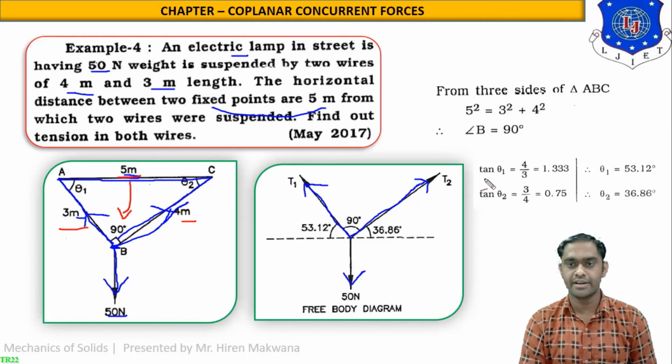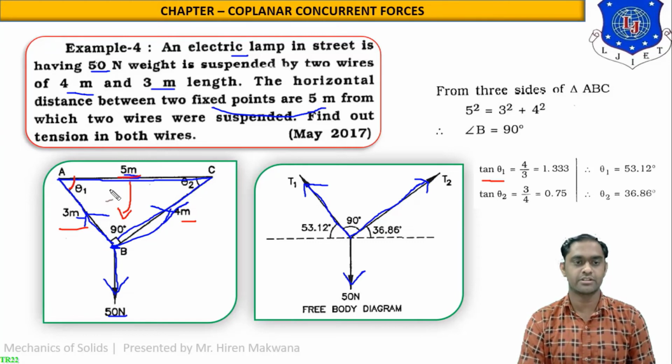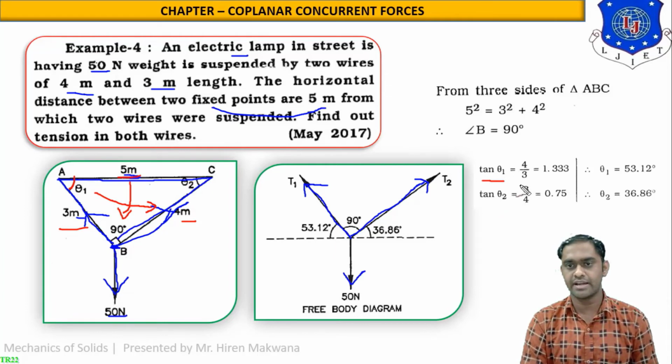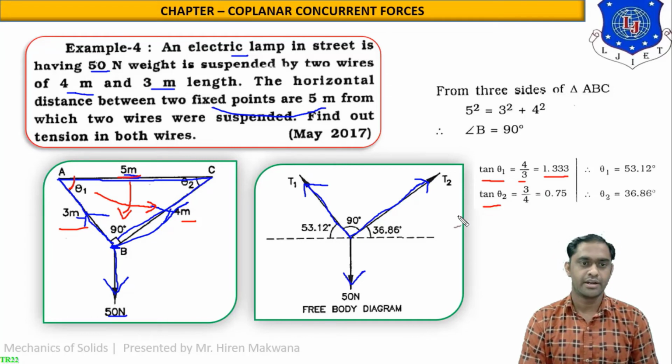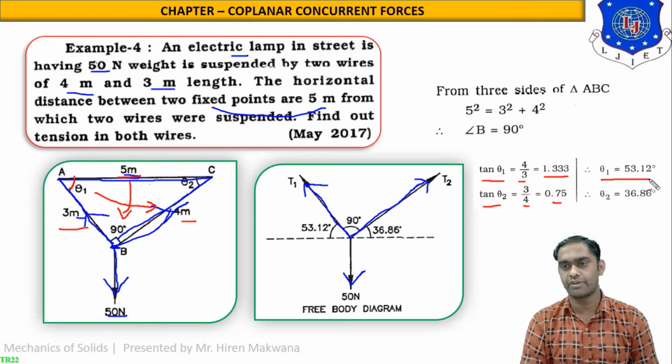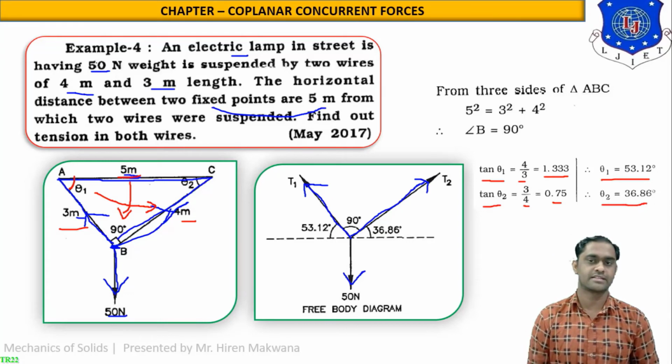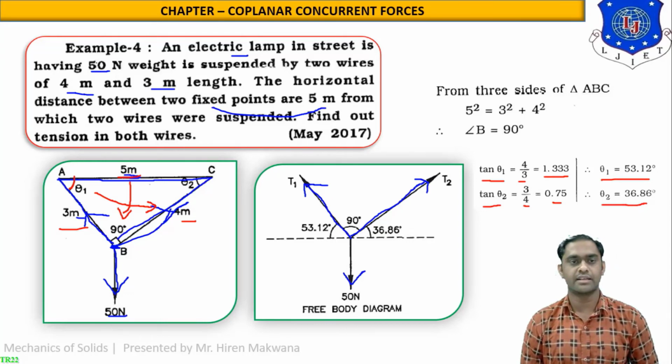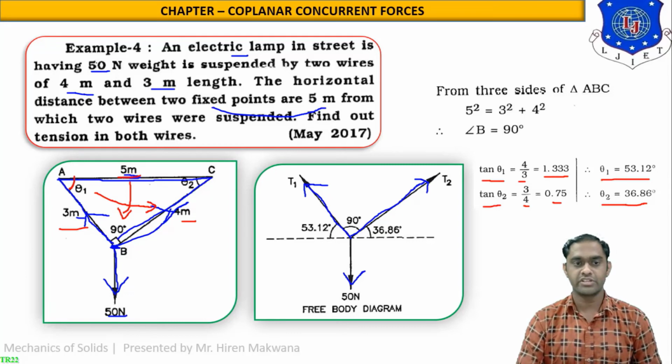So with the help of trigonometry, what is tan theta 1? You can see this is theta 1. So what is tan theta? Opposite upon adjacent. So opposite of theta 1 is 4 meter and adjacent is 3 meter. So tan theta 1 equals 4 by 3, which is 1.333. Now what is tan theta 2? It is again opposite upon adjacent. So 3 by 4, which is equal to 0.75. By doing tan inverse, you will get theta 1 equal to 53.12. And again by doing tan inverse, you will get theta 2 equal to 36.86. So these are the angles theta 1 and theta 2 respectively, which are drawn over here.